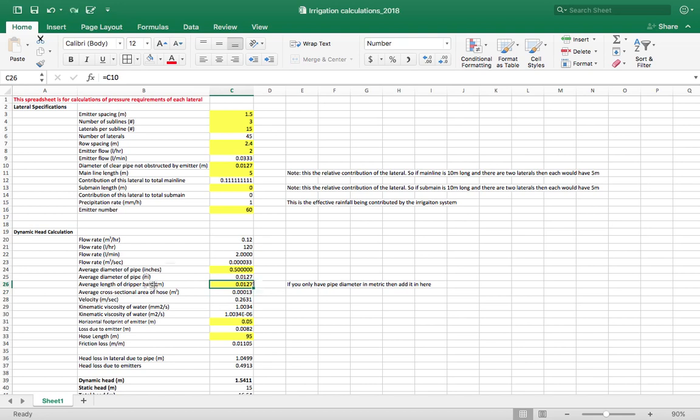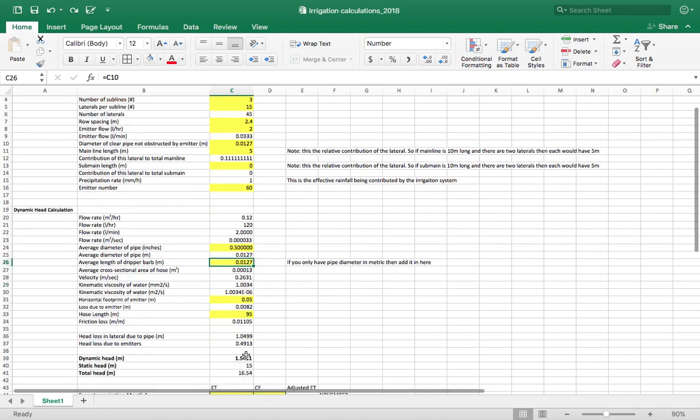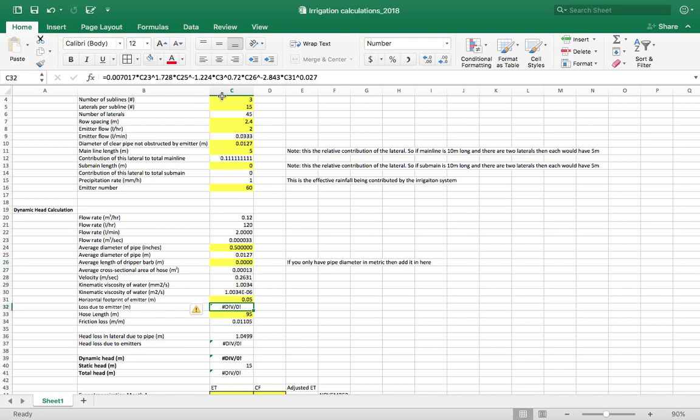I'm just going to have to change this spreadsheet while I think of it. Okay. And then you can use this version of the spreadsheet. So C26, that one there. I'm going to change C26 to this cell here.